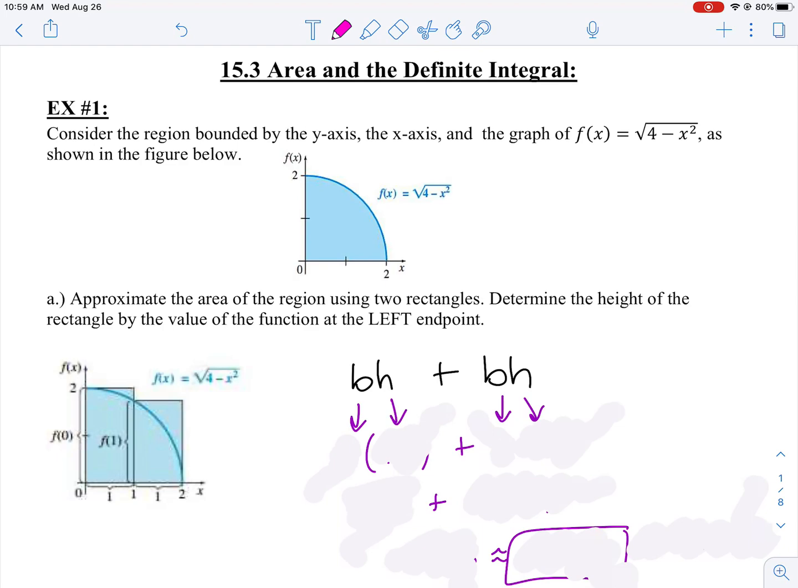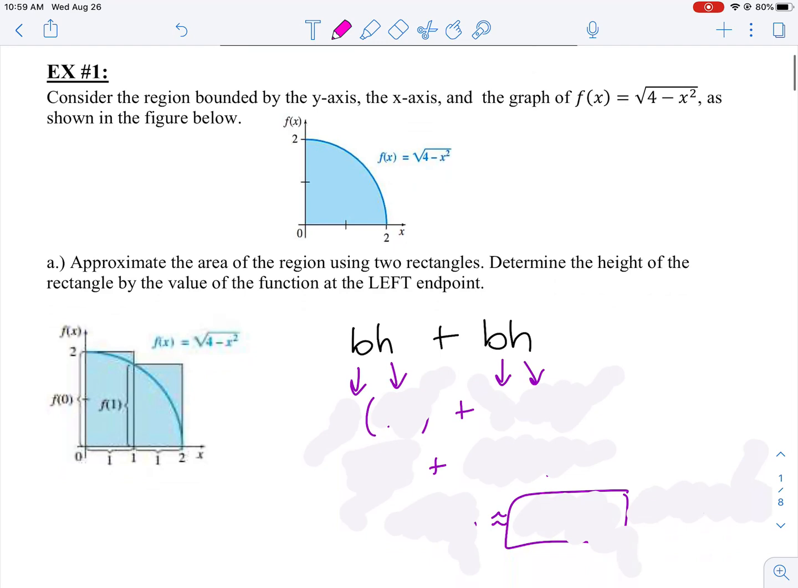In this section, 15.3, we're going to talk about how taking the antiderivative, or the integral, really is finding the area underneath the curve. So let me start off by looking at example number 1 with you. It says here to consider the region bounded by the y-axis, the x-axis, and the graph of the square root of 4 minus x squared.